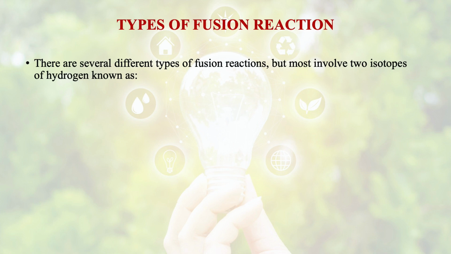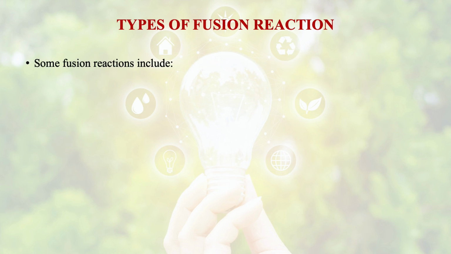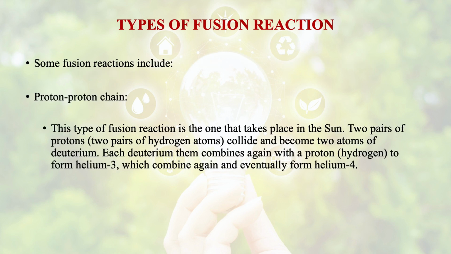There are several different types of fusion reactions, but most involve two isotopes of hydrogen known as deuterium and tritium. Some fusion reactions include the proton-proton chain. What happens in this proton-proton chain? This type of fusion reaction is the one that takes place in the Sun.